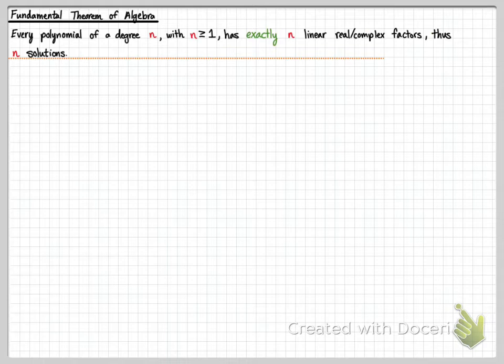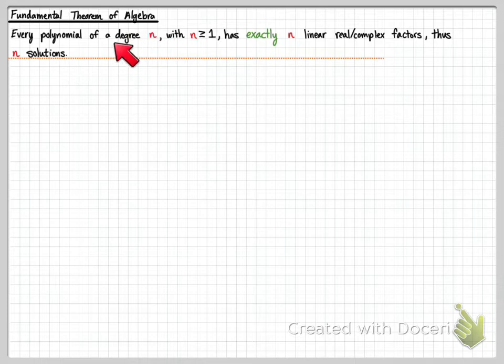Okay, so the fundamental theorem of algebra: every polynomial of degree n, with n greater than or equal to 1, has exactly n linear, real or complex factors, thus n solutions. This might sound really confusing. Let's plug in a number for n. So let's say every polynomial of degree 3, okay, 3 is greater than or equal to 1, so that makes sense. It has exactly 3 linear, real, or complex factors, thus 3 solutions.